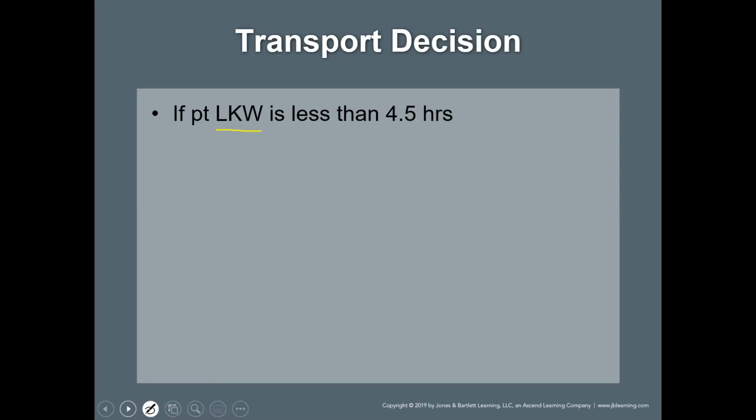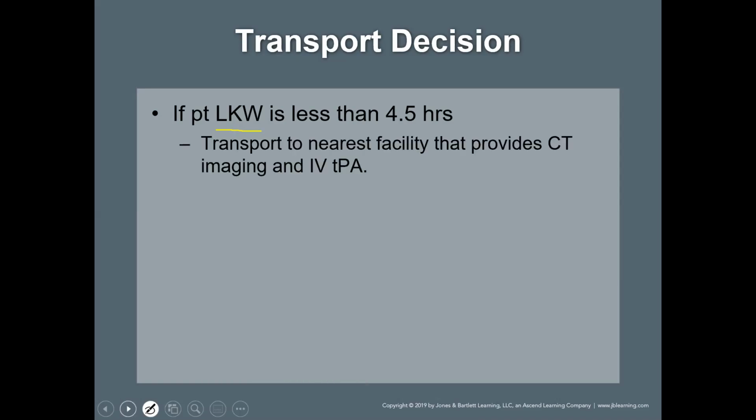So if the patient's last known well is less than 4.5 hours from onset, then we are going to take them to the nearest hospital that has CT imaging and can provide IV TPA. That's if it's an ischemic stroke. If it is a hemorrhagic stroke, they're most likely going to decide whether it's an emergent transfer or what they need to do to get that person to the right facility. So last known well less than 4.5 hours: transport to the nearest hospital with CT capabilities that can give TPA.